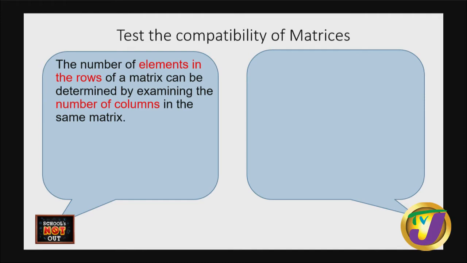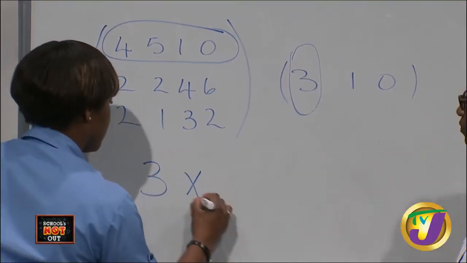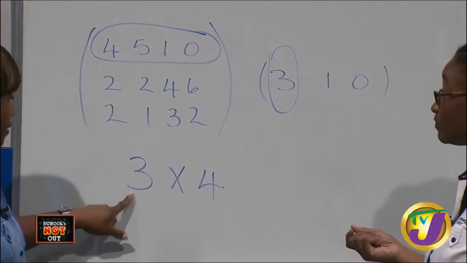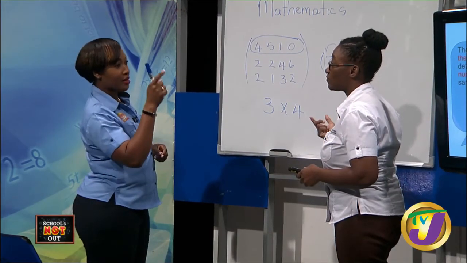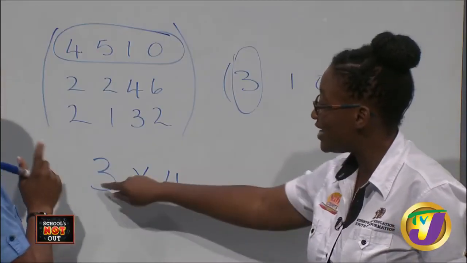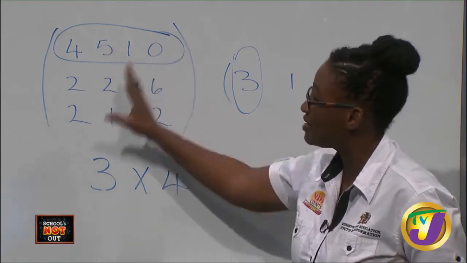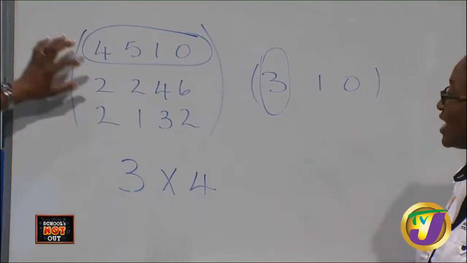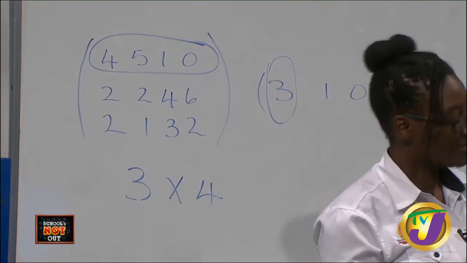Initially we had said that this is a three by four. So based on what it says here, the number of elements in the row, so we have 3 rows, is determined by examining the number of columns. So if this is a 3 by 4, in each of these 3 rows, we have 4 terms, or 4 elements. If we look at this row, 1, 2, 3, 4. Beautiful. And if we look at this row, the number of terms coincides with how many columns there were. Most definitely. I think we're onto something here.